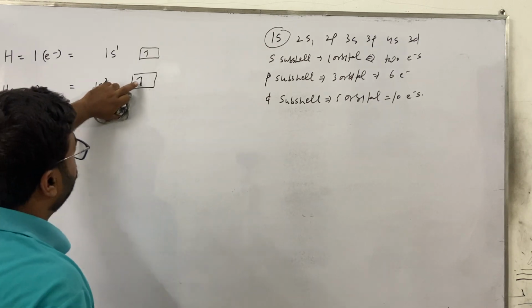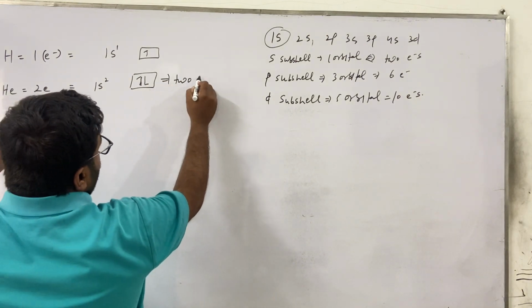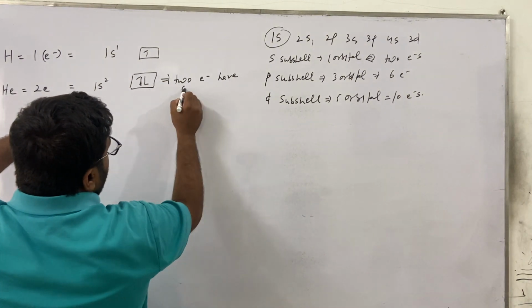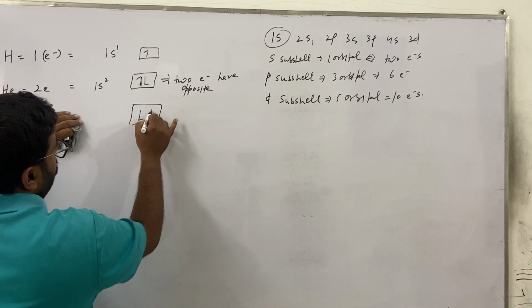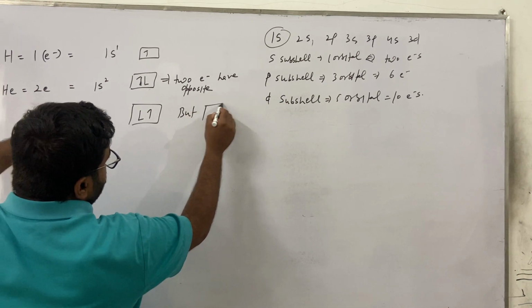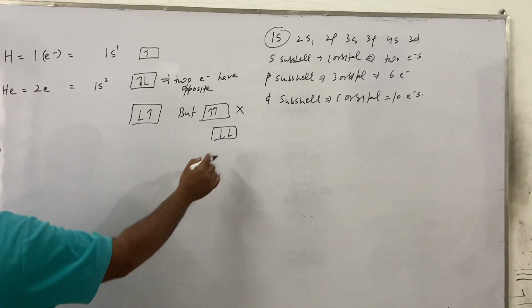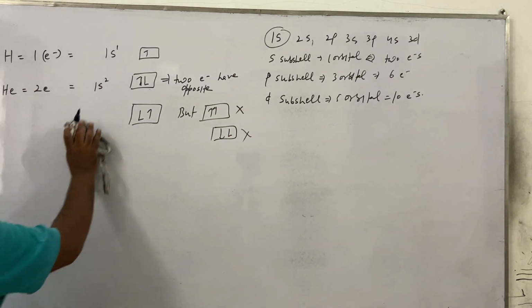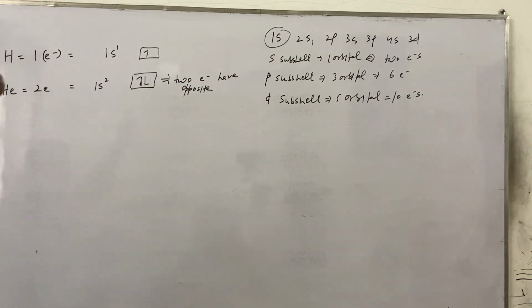If the spin of one electron is in upward direction, the second will be in lower. That means two electrons have opposite spin. You can write it this way or this way, but we cannot write it in this way. This is totally wrong. Now we have filled the electrons in the 1s2 shell. That means in hydrogen there is one electron, that is 1s1, and in helium there are two electrons, that is 1s2, and two electrons have been filled in the first orbital.